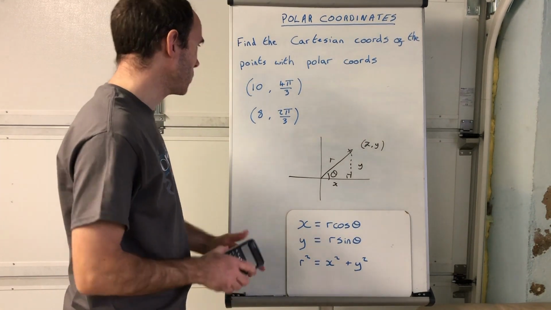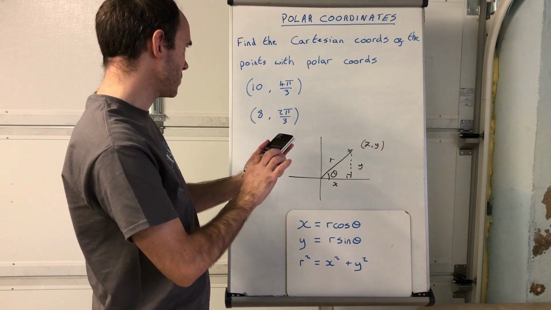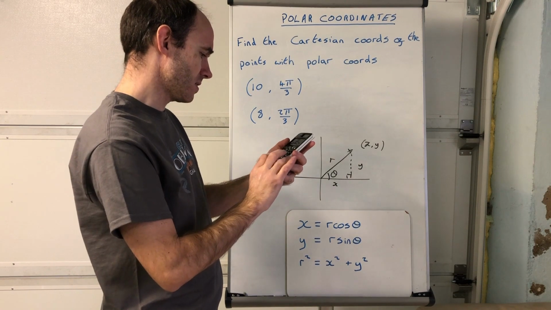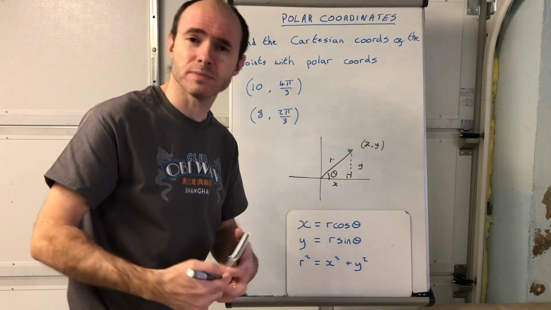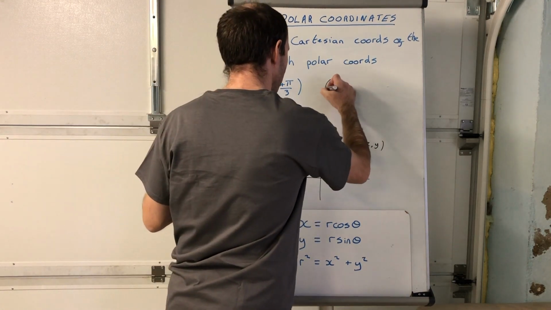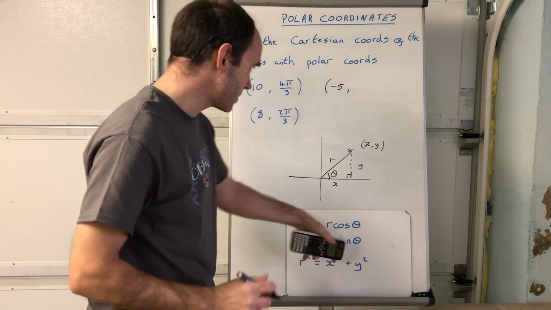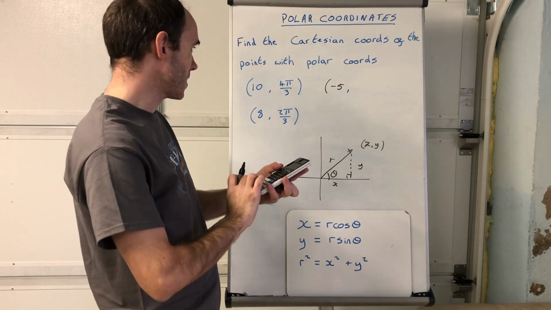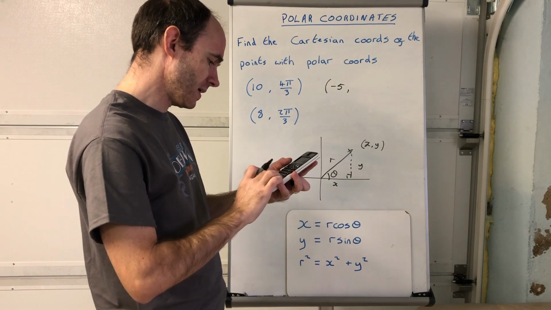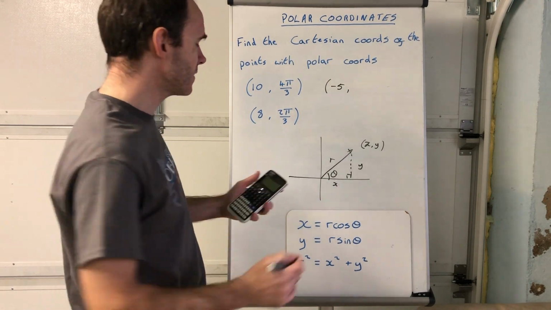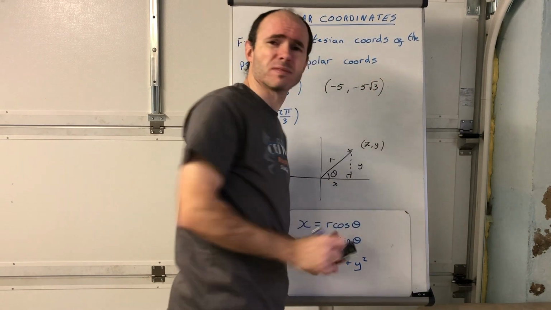Okay, so for the x coordinate, I'm going to do r cos theta, so I'm going to type in 10 cosine 4 pi over 3, and that gives negative 5. That's it, done. Okay, and then for the y coordinate, I'm going to find r sine theta. So this time I'm going to type in 10 sine 4 pi over 3, negative 5 root 3. That's it. Could not be simpler, could it?